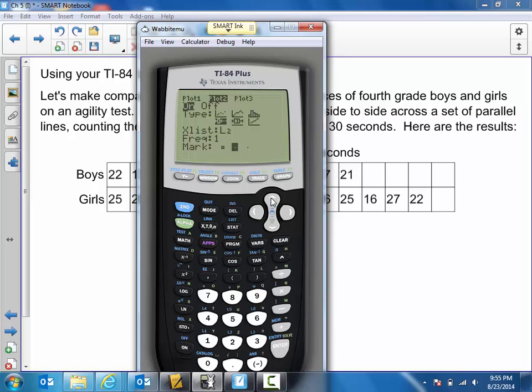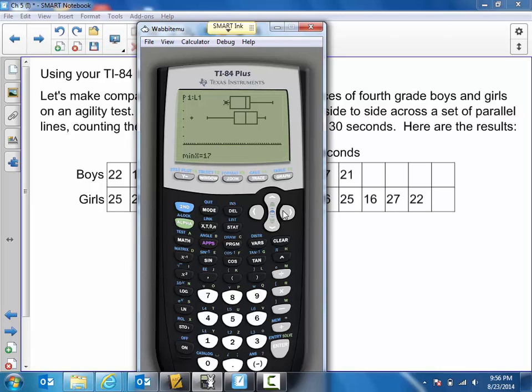L2 is the girls. I'll change the mark to something other than the square, so my outliers, what that does is that denotes the outliers. Outliers for the girls will be represented with plus signs. Outliers for the boys will be represented with the squares. Okay, and now Zoom Stat does an awesome job with comparative box plots.